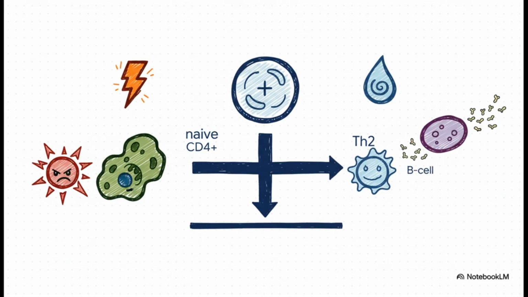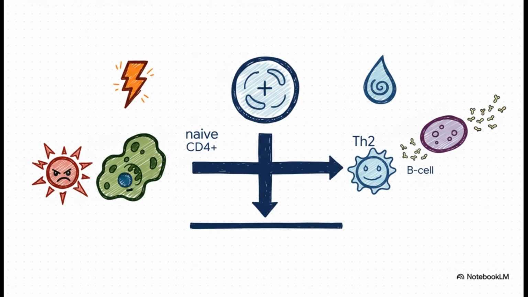And this slide perfectly shows the power of signal 3. A naive CD4+ T cell is like a fresh recruit with no specialty. It's at a crossroads. If the cytokine environment is rich in interleukin-12, that T cell gets its orders to become a Th1 cell. Th1 cells are the generals of cell-mediated immunity. They're all about activating other cells to do the killing.